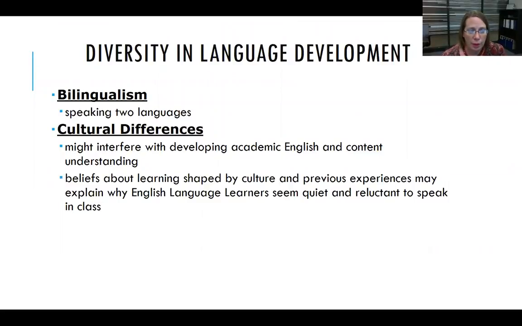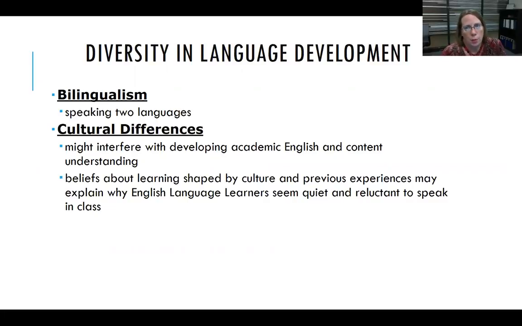Okay, so getting back to our conversation about diversity and language development. So key terms are bilingualism, which is the ability to speak 2 languages, which we had kind of brushed on before. So there are cultural differences in language, people that speak different languages, that makes sense. So cultural differences might interfere with developing academic English and content understanding.